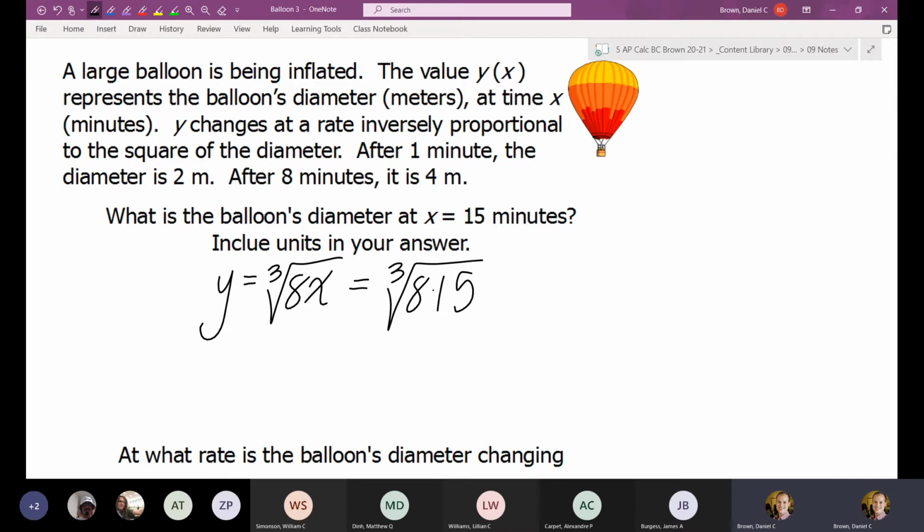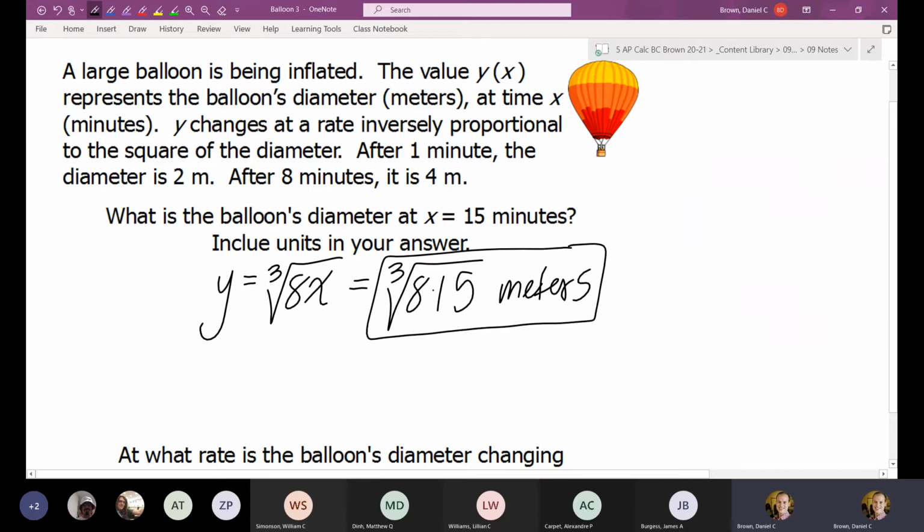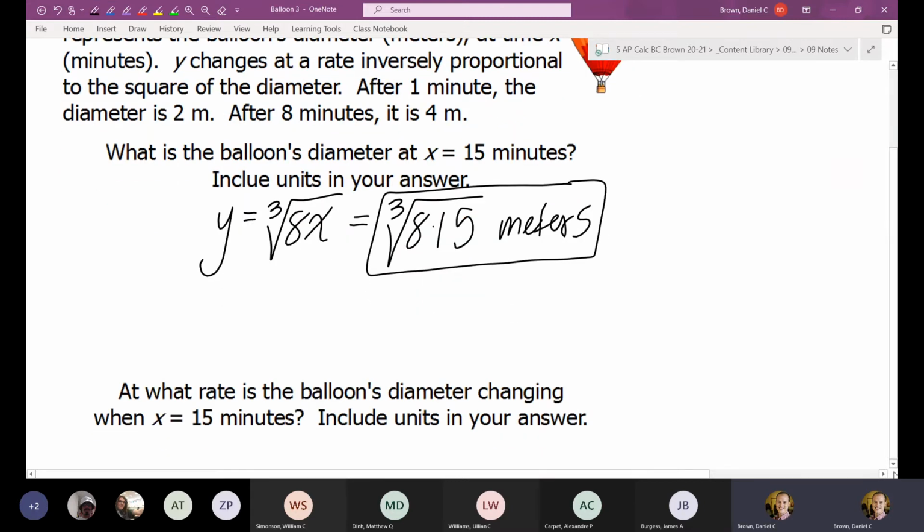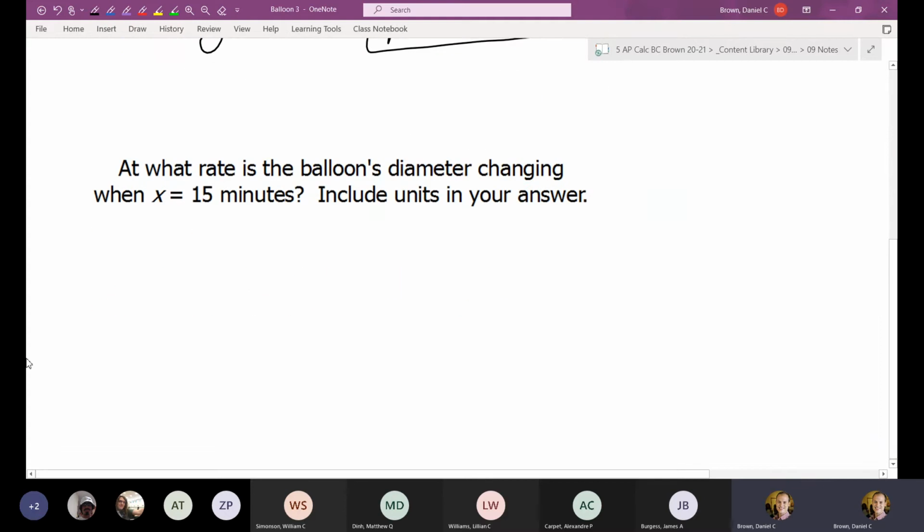Meters, pretty easy. And that will be the answer to that first one, pretty straightforward. This second one might require a little bit more work to figure out. It says, at what rate is the balloon's diameter changing when x is equal to 15? So if I want to talk about at what rate the balloon's diameter is changing, what am I going to be plugging that into?